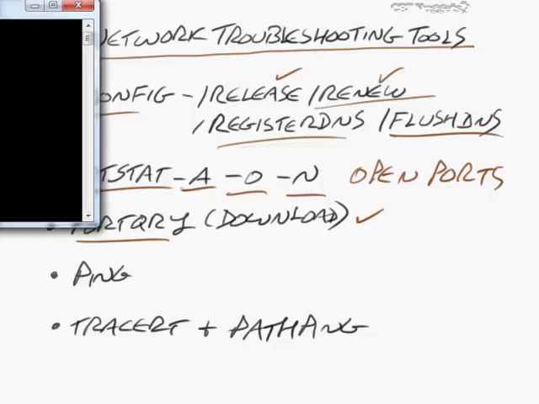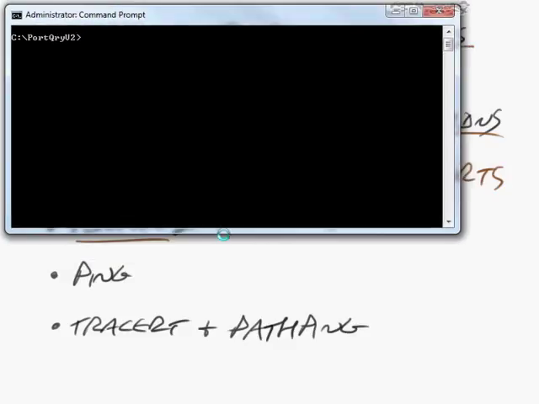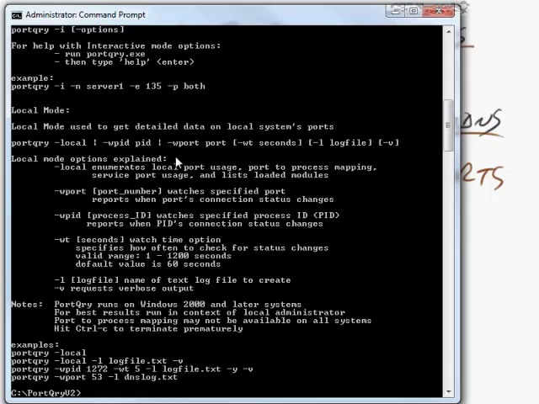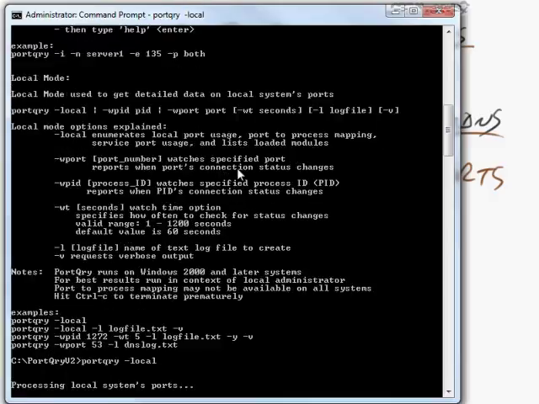You have to download it from Microsoft. And if I kind of expand this out a little bit, this is not an exam issue. I just think it's useful information. I downloaded it and extracted it to the Port Query version 2 folder. And then you just type portqry. And you have to choose which option you want. Mine will be local here, because I want to know the local information here.